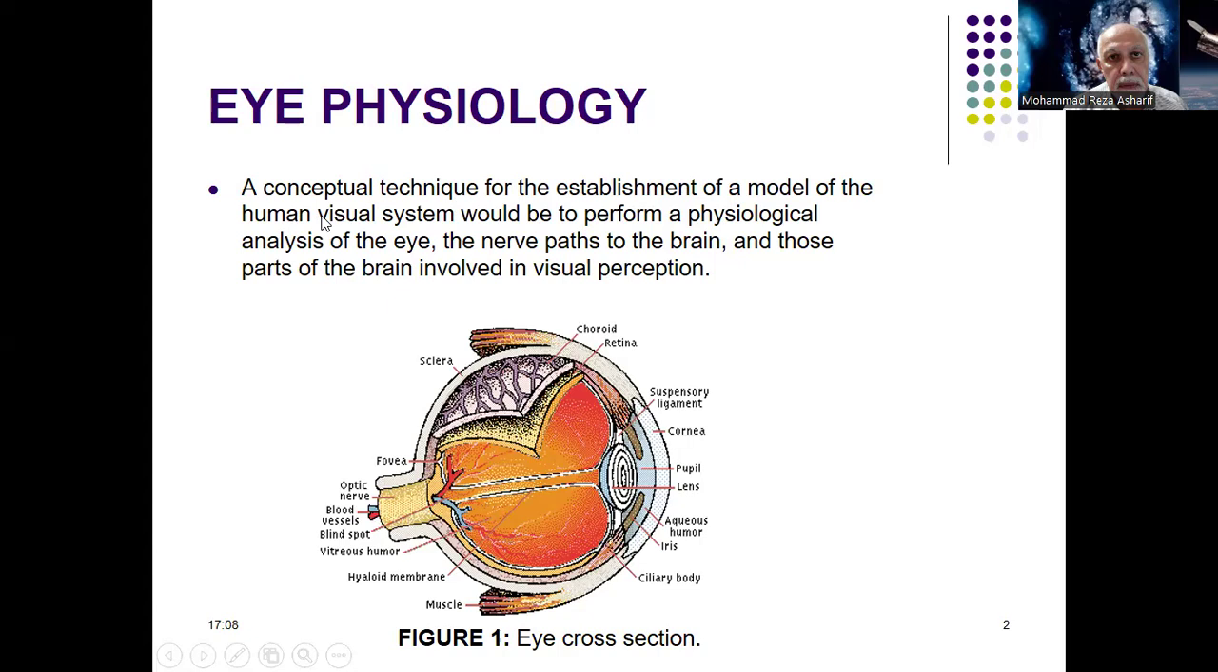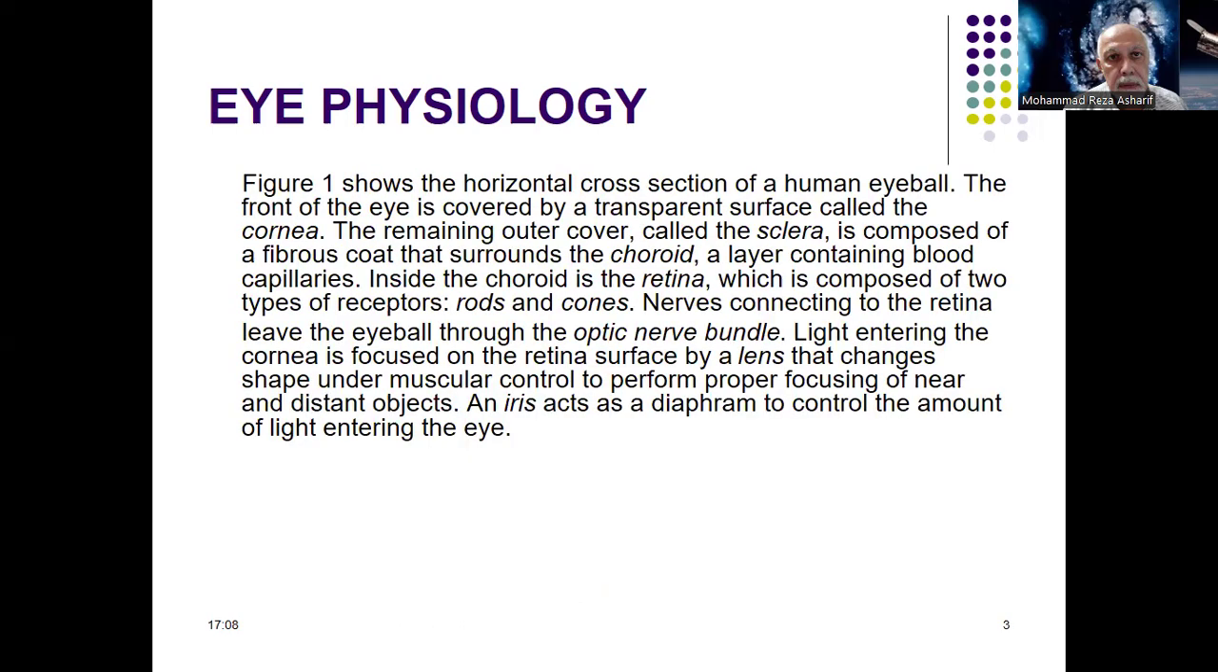A model of the human visual system would perform the physiological analysis of the eye, the nerve paths to the brain, and those parts of the brain involved in visual concepts. Now, this picture shows the eye cross section. Later, I can show you in more detail. I will now discuss each part.